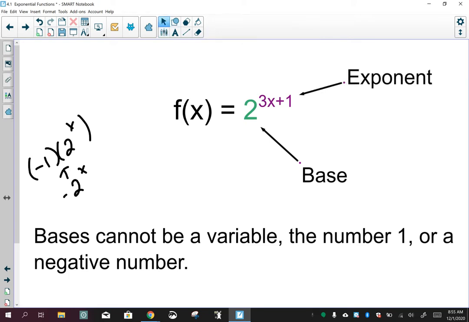And then your exponent here, that's going to be your exponent. That's where your variable is going to live. So that's what makes this an actual exponential function, the fact that your variable is actually in the exponent. Okay.